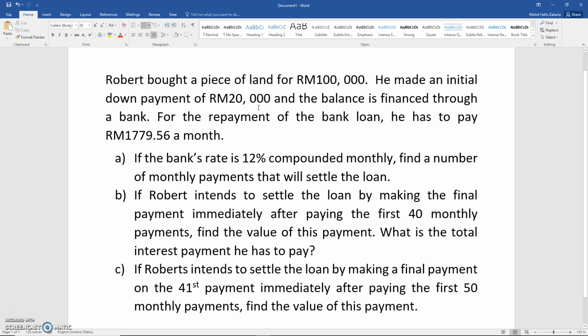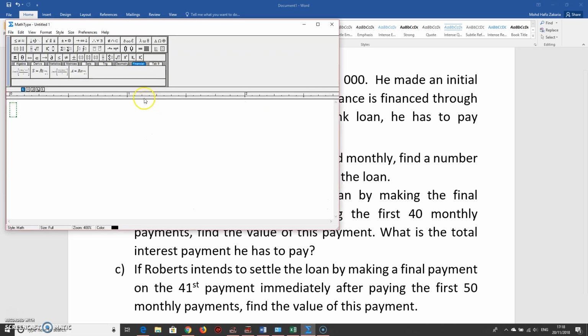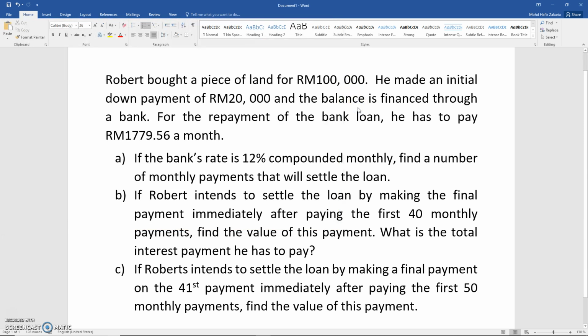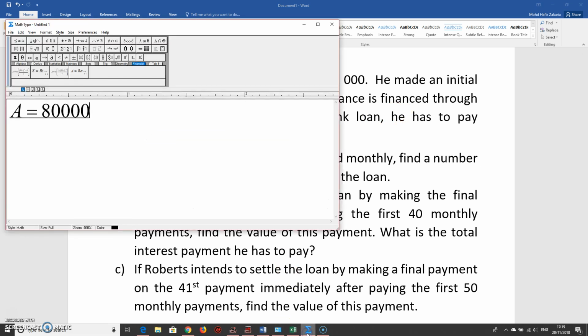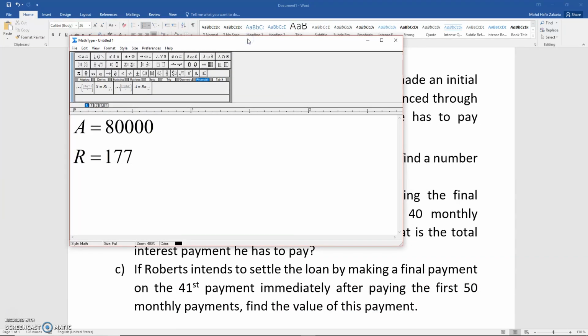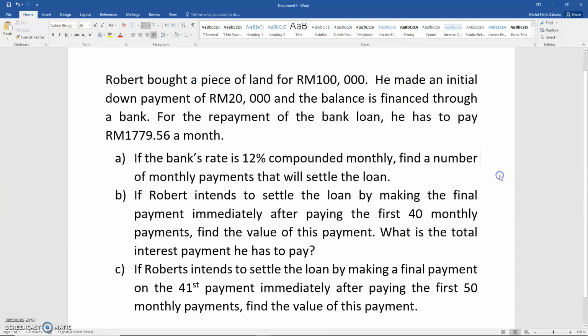So the loan is actually 80,000. Let's just write it down. So the A is 80,000. And then he has to pay 1,779.56 a month. So this is the equal payment made monthly, the periodic payment, which is R, 1,779.56.